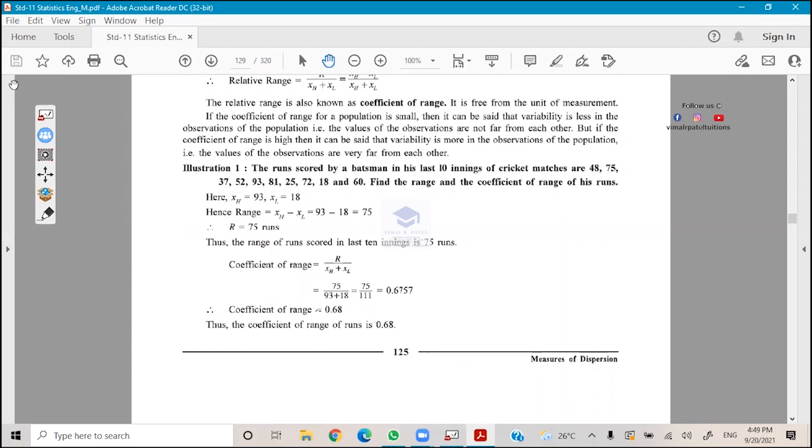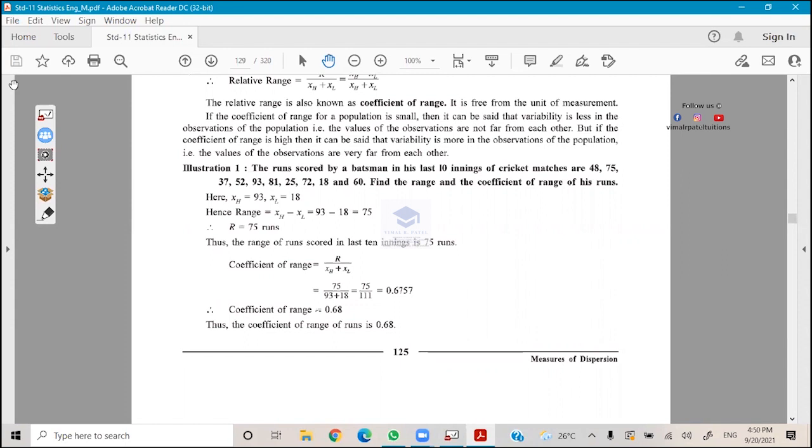The runs scored by a batsman in his last 10 innings of cricket matches are 48, 75, 37, 52, 93, 81, 25, 72, 18 and 60. Find range and coefficient of range. Highest value 93, lowest value 18. So range is XH minus XL, 93 minus 18, so 75.